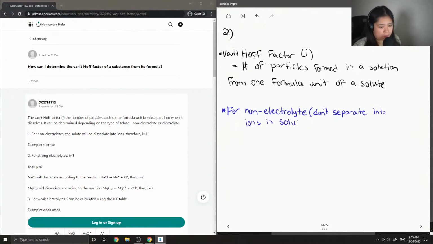So these are like non-conductive substances, and their Van't Hoff factor is typically equal to 1. And when you have a strong electrolyte, like sodium chloride, its Van't Hoff factor is greater than 1.